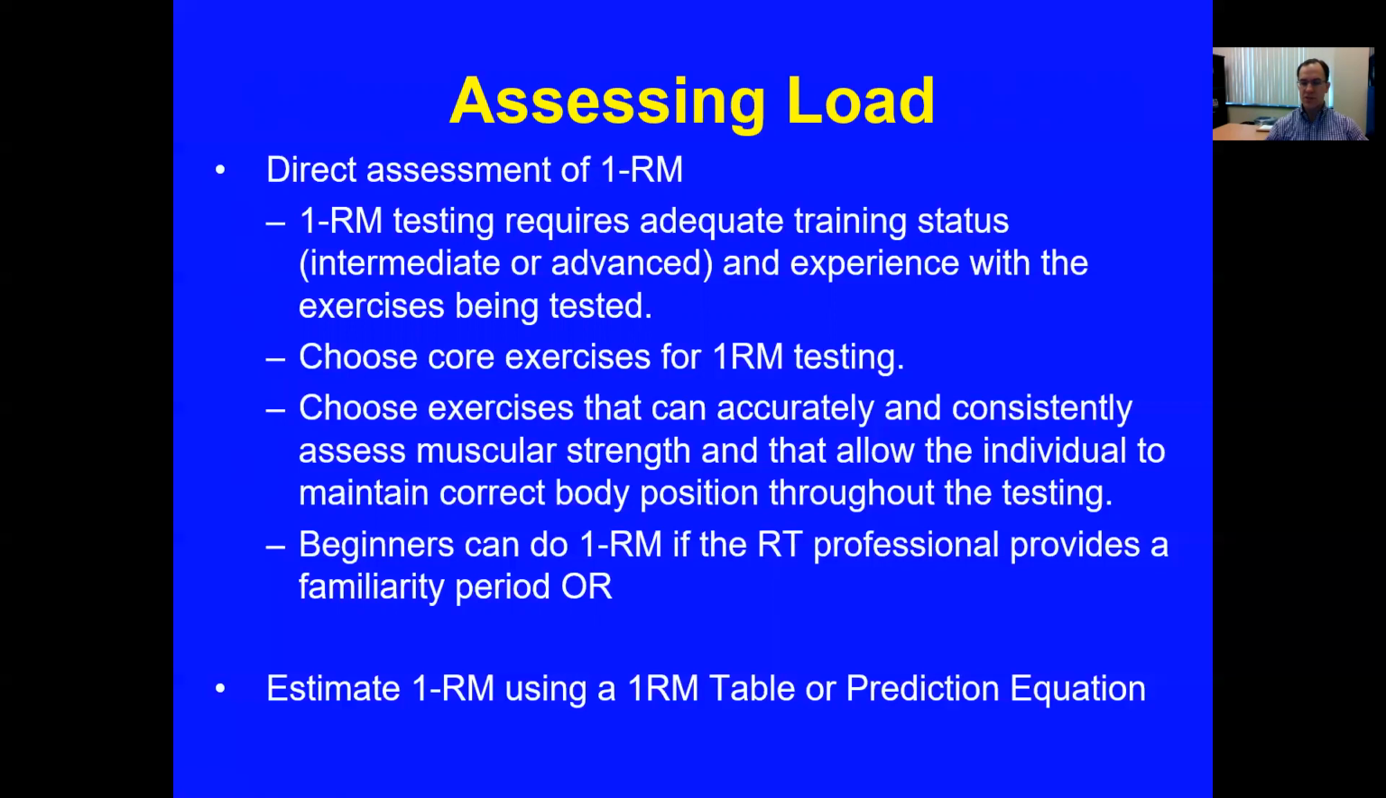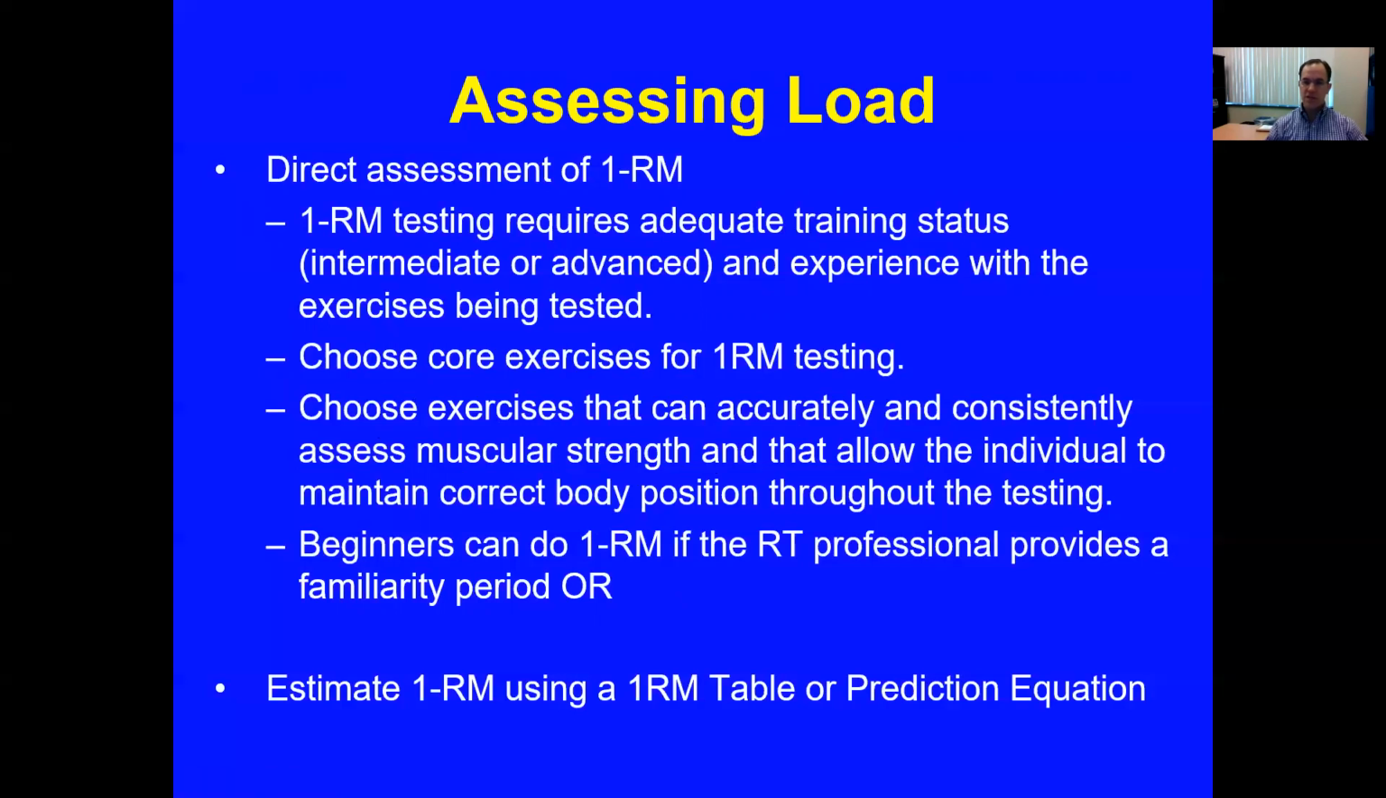You just need to take more care and ensure that the person knows how to do it, is familiar with it to avoid injury. You can choose core exercises for 1 RM testing, so usually large muscle groups, multi-joint exercises. Choose exercises that can accurately and consistently assess muscular strength and allow the individual to maintain correct body position throughout the testing. So again, you want to make sure you're assessing a 1 RM in an exercise that they will actually be doing during their exercise prescription. Again, beginners can do a 1 RM if the RT professional provides a familiarization period.